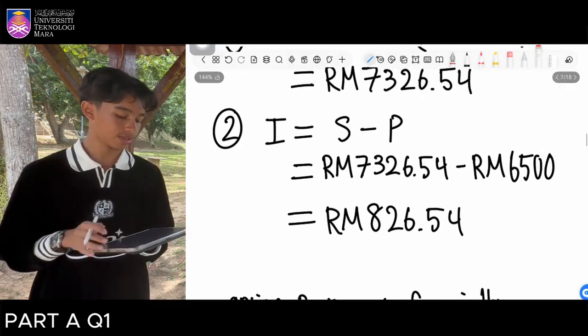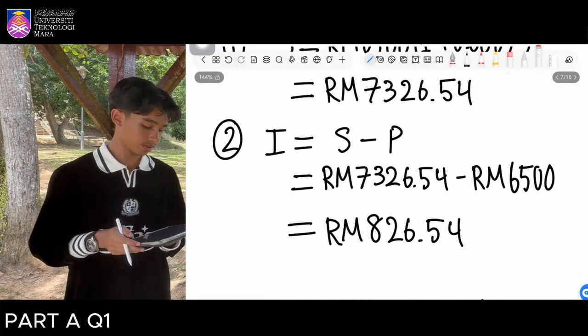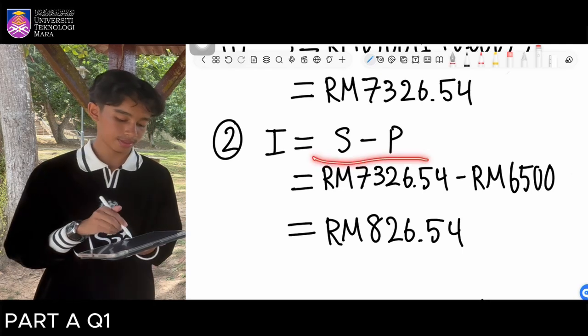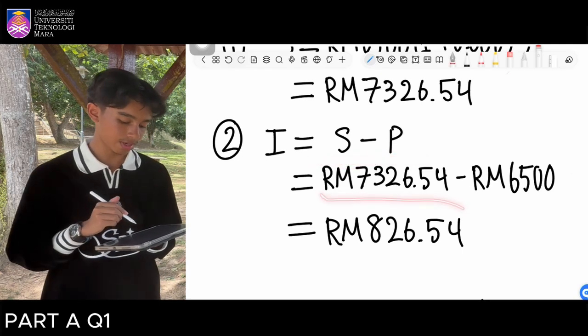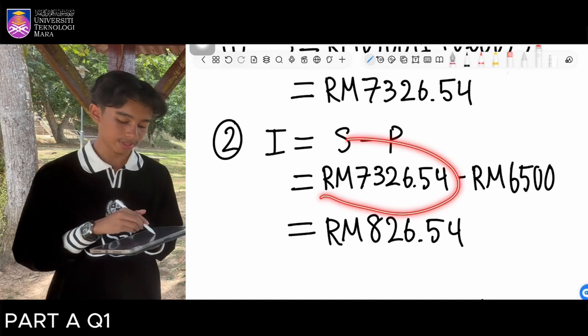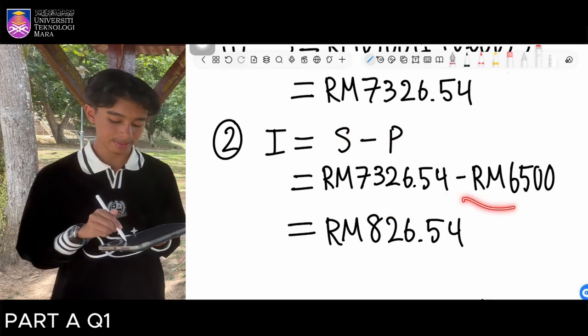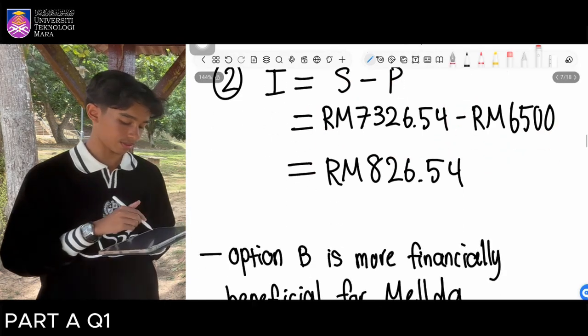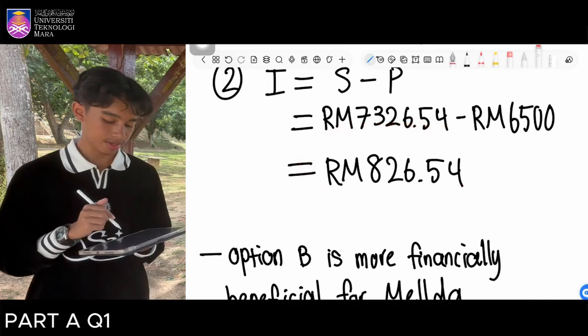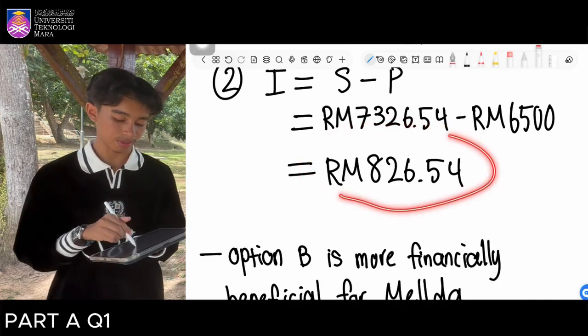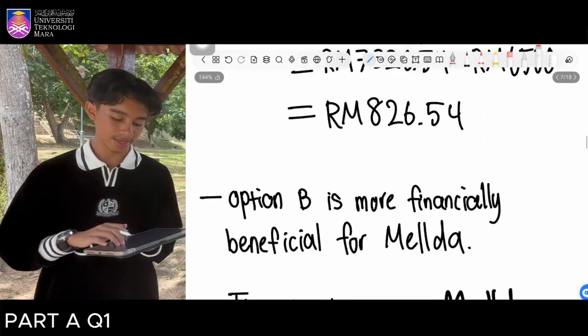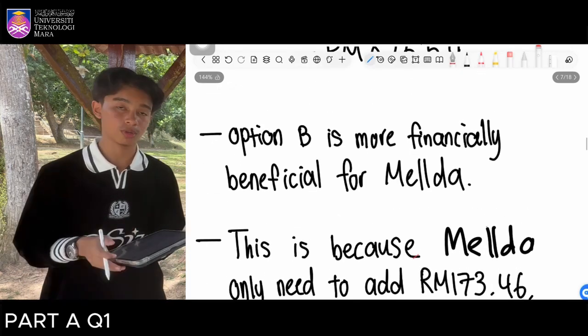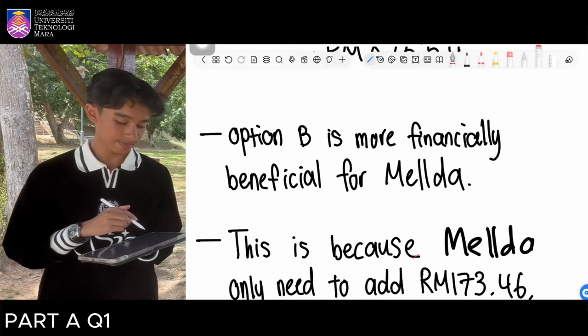The next step, to find I, we use the formula I equals S minus P, which is RM 7,326.54 minus RM 6,500. So the answer that we get is RM 826.54, which is the interest that Melda gets. To conclude, option B is more financially beneficial for Melda.